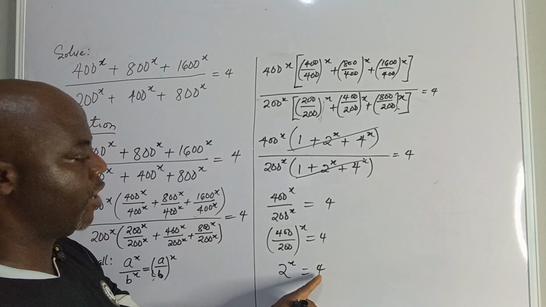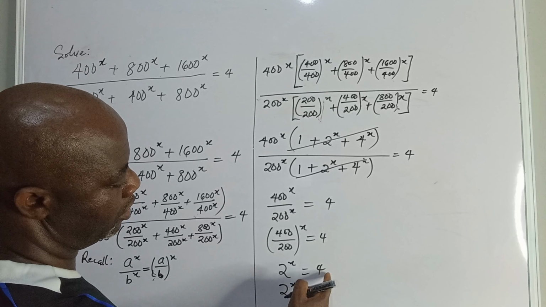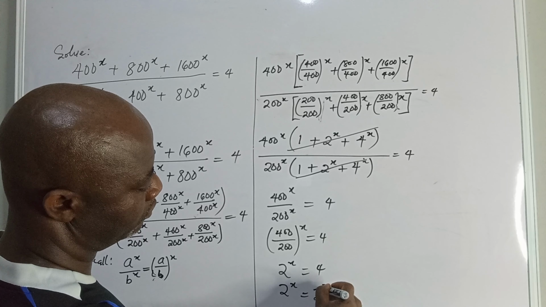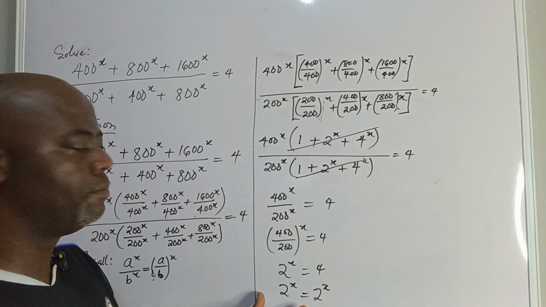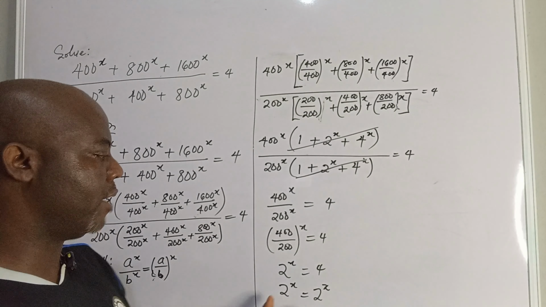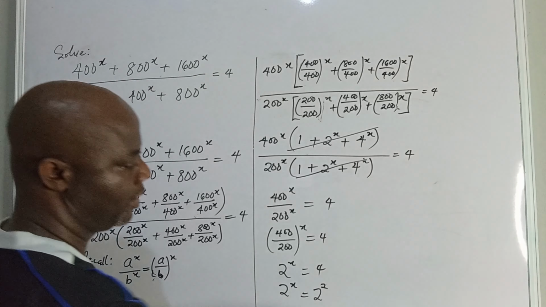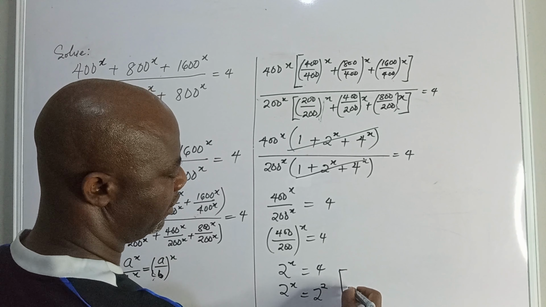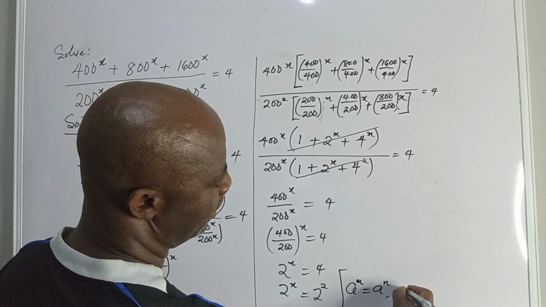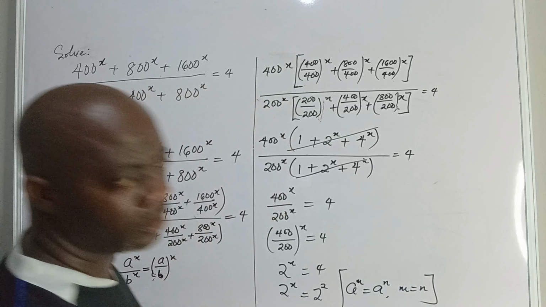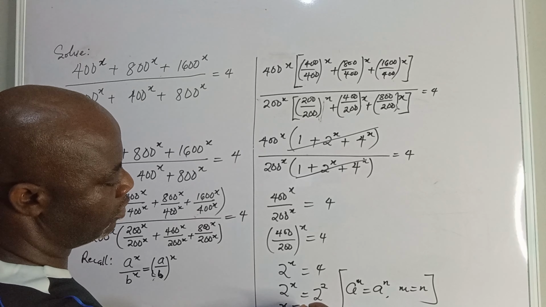From here, I'm going to express this as 2^x, and the right hand side will be 2^2. And then if we compare the fact that the bases on both sides are the same, what that means is that the powers on both sides will also be the same. So if a^m is the same thing as a^n, what that means is that m will be equal to n. So if that applies, then x will be equal to 2.